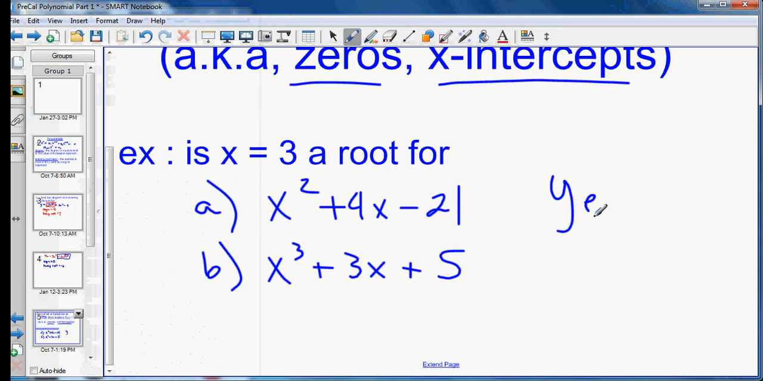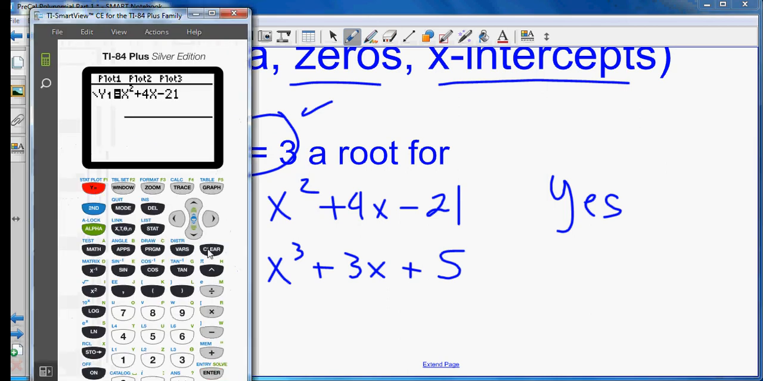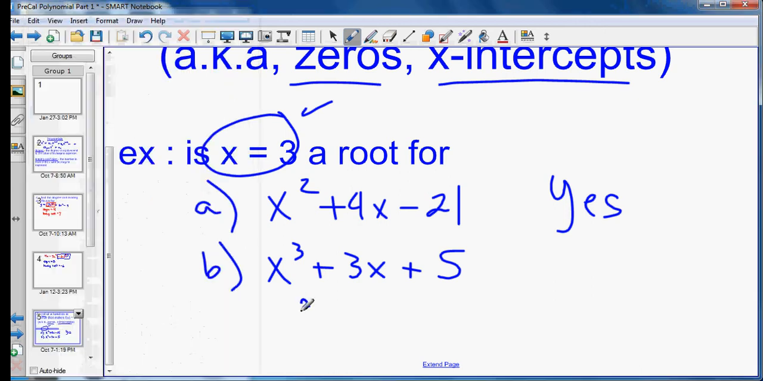But now we need to test it for the second equation. So let's go back to our calculator, go back to y equals, and this time I'll plug in x cubed plus 3x. Okay, I go back to the table. It already has 3 plugged in. You can see the result here is 41. So since f of 3, because that's what I found, I plugged 3 into the function, is 41, that's not 0. So x equals 3 is not a root for that function.